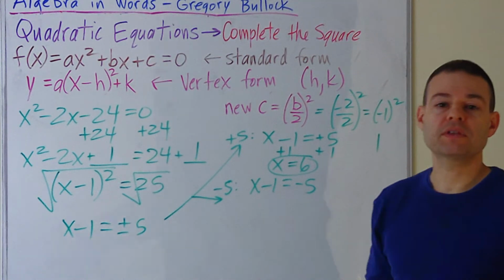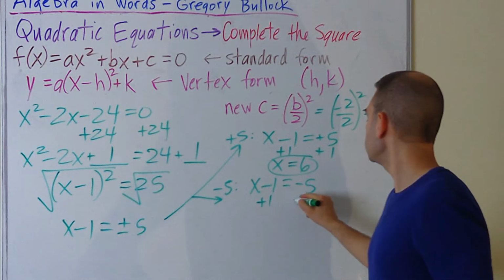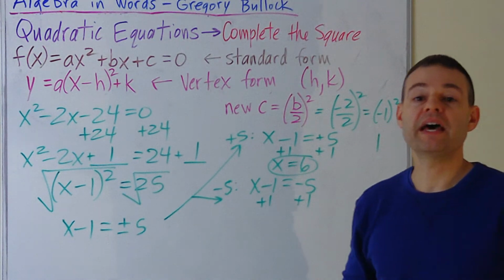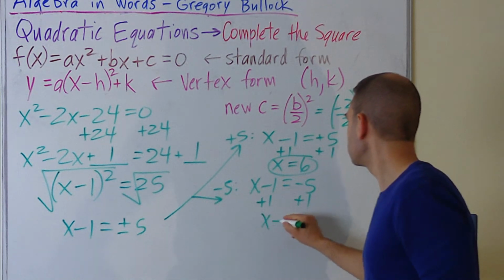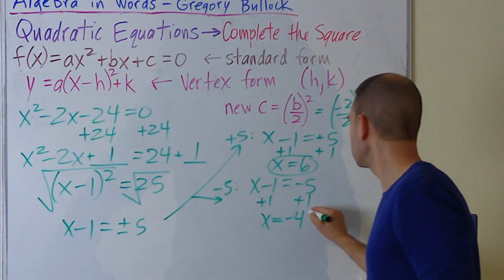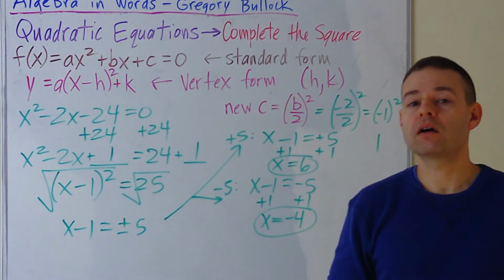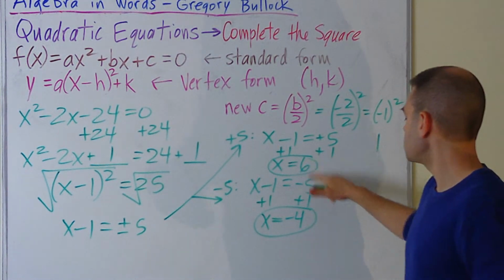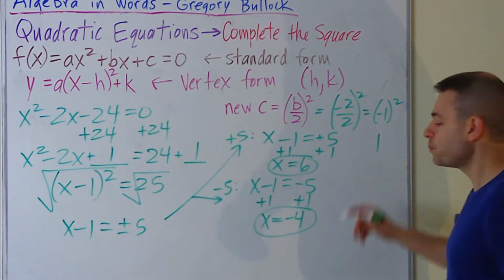And now if we come to the negative 5 form, again add 1 to both sides, and negative 5 plus 1 is now negative 4. X equals negative 4. So there are our solutions, 6 and negative 4. Now, a little room here.